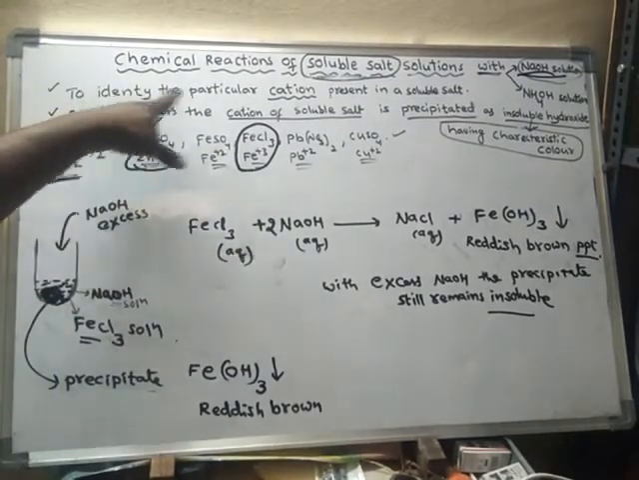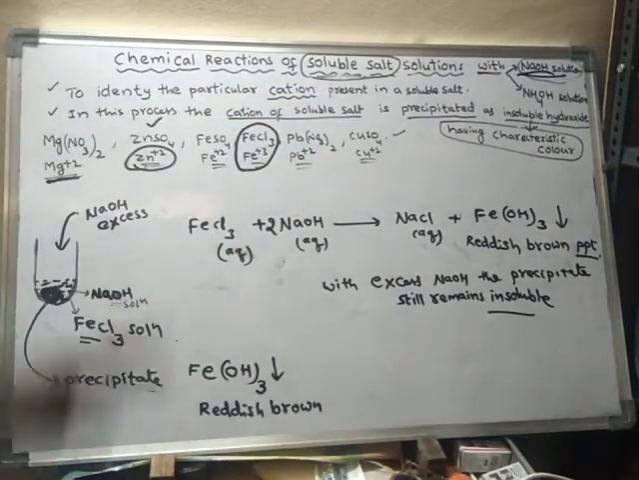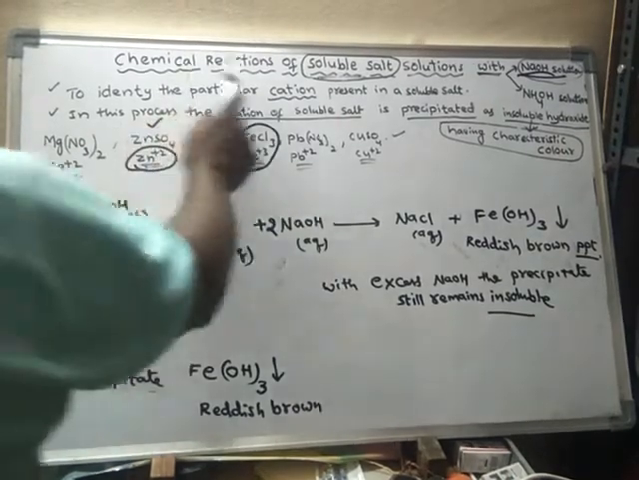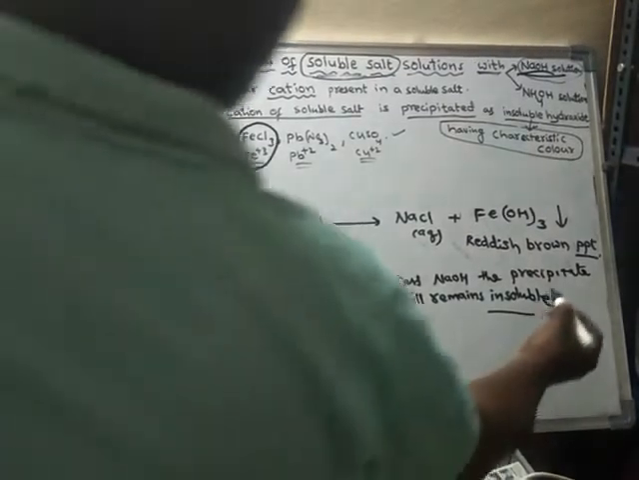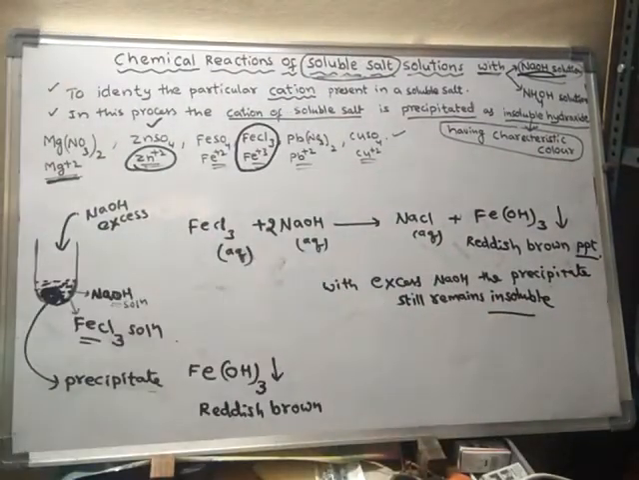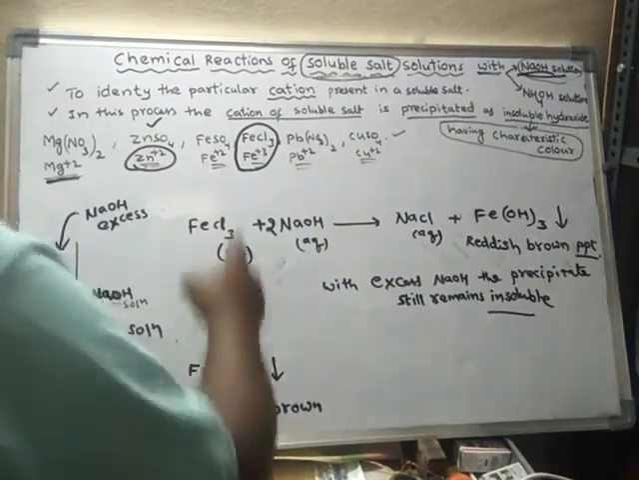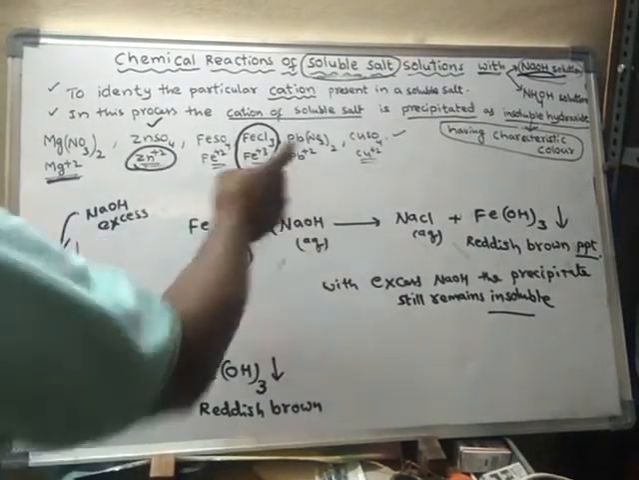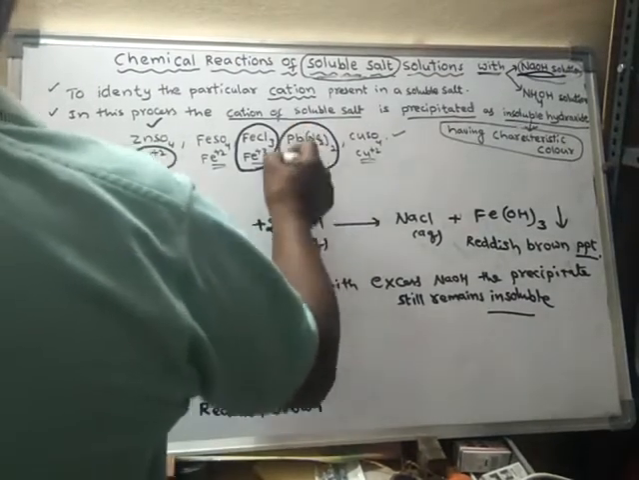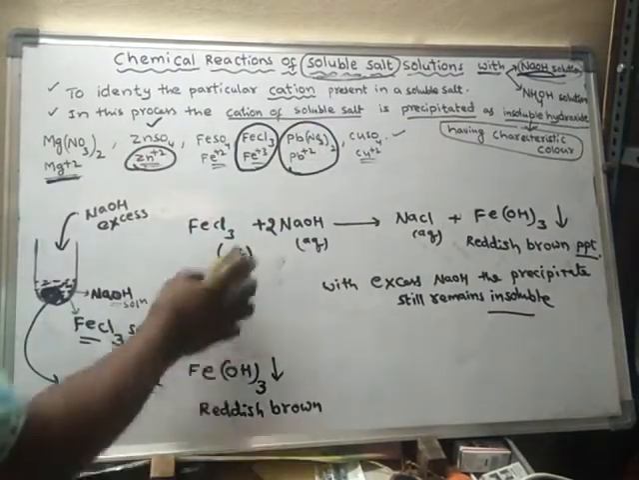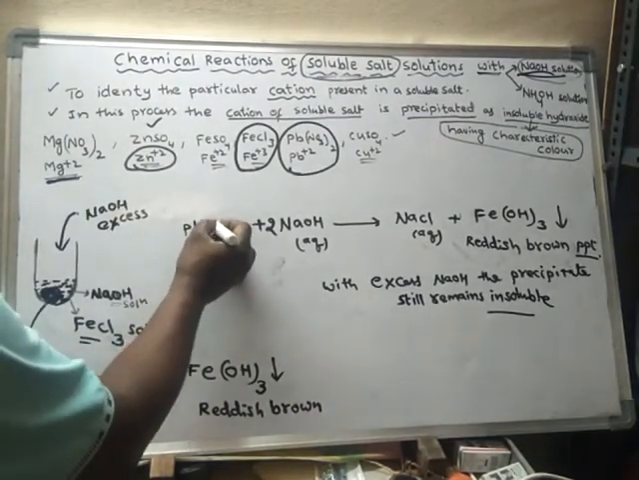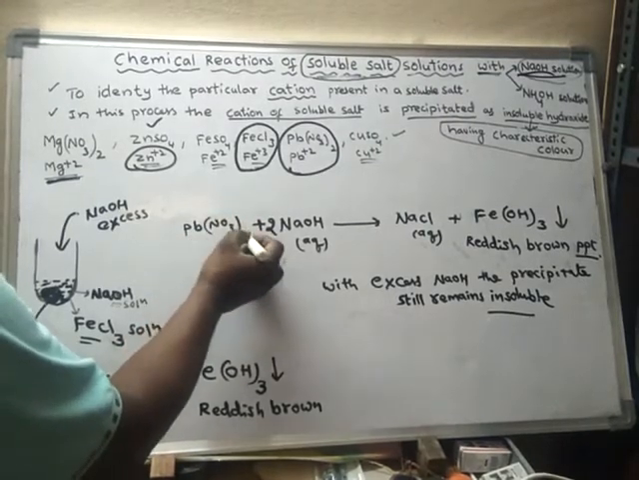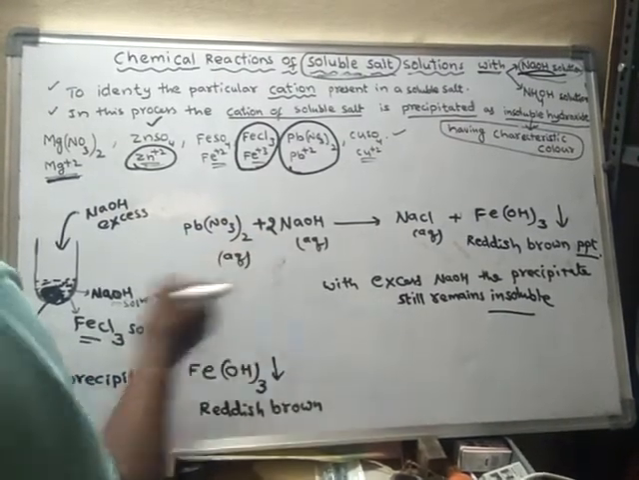So like this, to identify the particular cation present in a soluble salt, we can go with these reactions. These chemical reactions will help us identify which ion is present in the given soluble salt. Now let us do the same experiment with lead nitrate. Take a lead nitrate solution, which is also a soluble salt, an aqueous solution of lead nitrate.